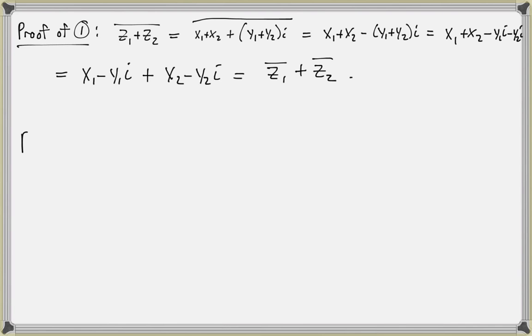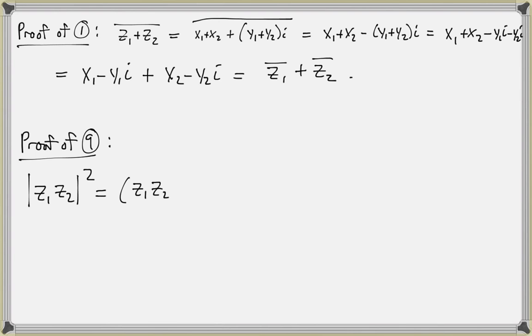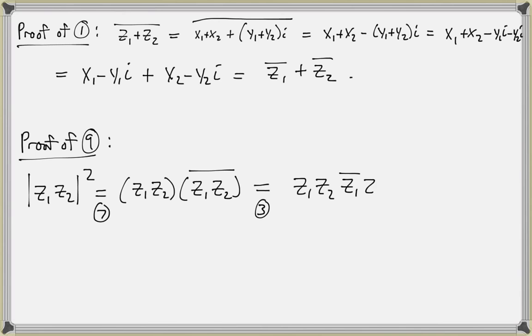Let's look at fact number 9, which states that the modulus of z1 times z2 is equal to the modulus of z1 times the modulus of z2. So I'm actually going to start with the quantity absolute value of z1, z2 squared. Then using fact 7, I can rewrite this as z1, z2 times the conjugate of z1, z2. So that was property 7 I just used. And then the conjugate of a product is the product of the conjugates. That's fact 3. So I'm going to write this as z1, z2 times z1 conjugate times z2 conjugate.